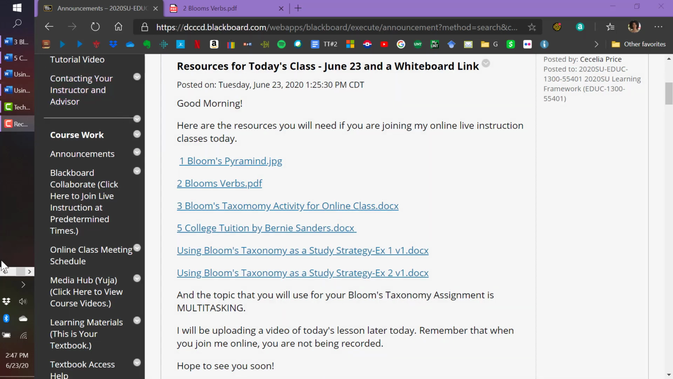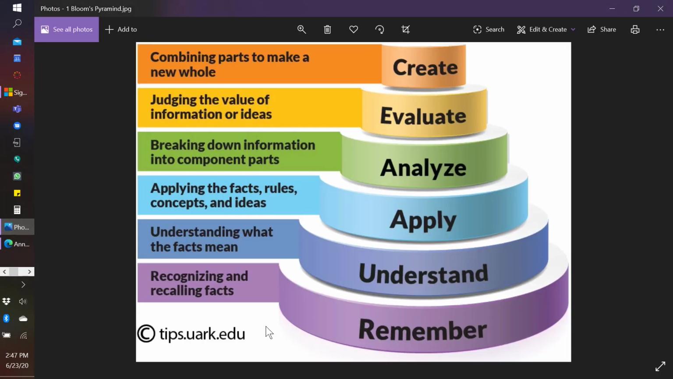So let's start out with our pyramid, looking at those levels. Here they are. And so remember, if you remember something requires the least amount of thinking, all you're doing is recalling, restating. You're not even having to understand it, okay? So you're just remembering information, recognizing and recalling facts. This is the kind of thing that you do when you take a matching test.